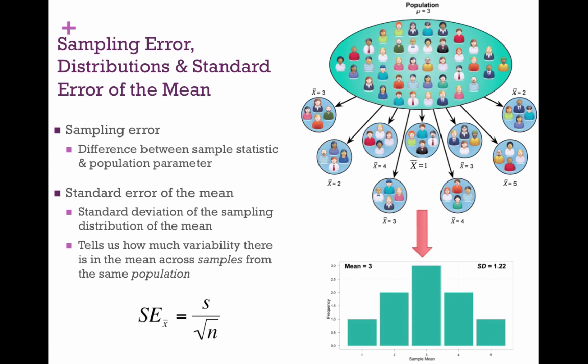So here is the equation. Standard error of the mean equals standard deviation divided by the square root of our sample size. And this really gives you an idea of what the standard error of the mean is within the entire population.